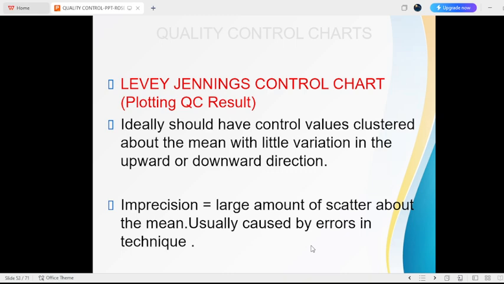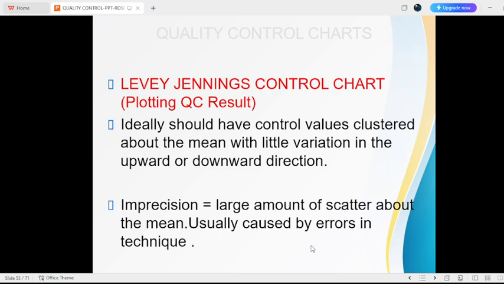Next is the quality control chart. The most commonly used quality control chart is the Levey-Jennings control chart. I would like to demonstrate how we will plot a Levey-Jennings chart. Ideally, it should have control values clustered about the mean with a little variation in the upward or downward direction, like an ECG pattern. Some values are upwards and again downward, then upwards, downwards. So an ideal Levey-Jennings chart should be like that.